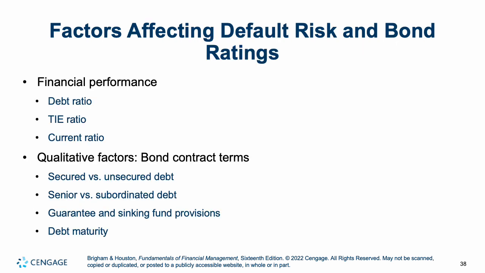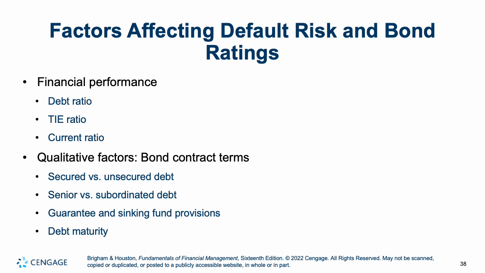Factors affecting default risk and bond ratings. This is pretty straightforward. Debt ratio. If a company is very heavily indebted, the company is a much higher default risk. Also times interest earned and current ratio as well. Qualitative factors, secured versus unsecured debt. Secured debt means that it's backed by something. If the debt issuance defaults, it could be backed by physical property or assets or something like that, meaning that can then get sold to pay out the debt holders. Secured debt is much safer than unsecured debt, meaning if the debt defaults, you're left holding the bag, or the company goes bankrupt and you get something back. But secured debt is more stable.